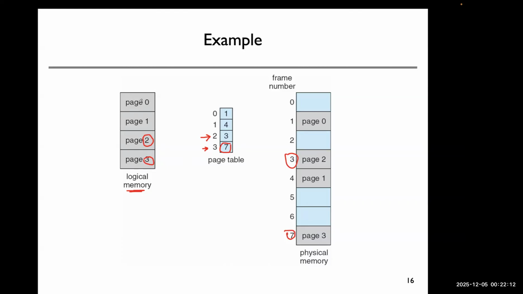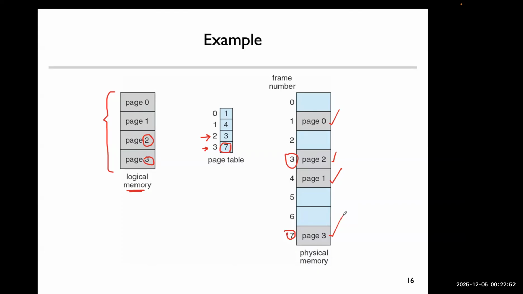Under contiguous allocation, the requirement was that these 4 pages should go to the physical memory in a contiguous chunk, next to each other. But that is not the case under paging. Under paging, page 0 is here, page 1 is here, page 2 here, page 3 here. They are not contiguous and not in order. You put the page in any free frame wherever you find it.